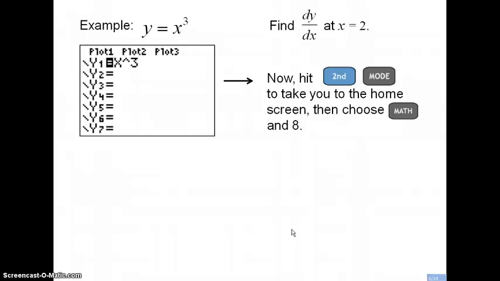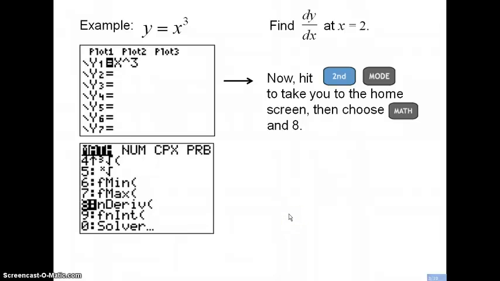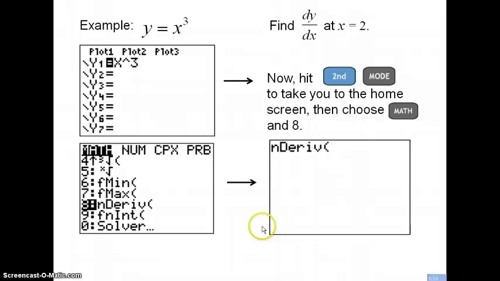And then I want you to choose your math button, and after you choose math, you can either scroll down using your up and down arrow keys, or you can just simply hit the number 8, because the 8th choice on that screen is the nderiv program, which means it's going to find the derivative at a given point of whatever function you enter into it. So once you have chosen nderiv and you hit 8, or you highlight it and hit the enter button, this is what your home screen should look like.